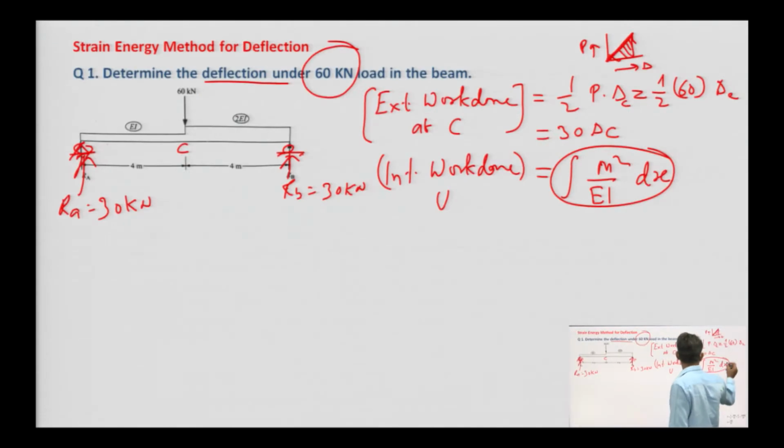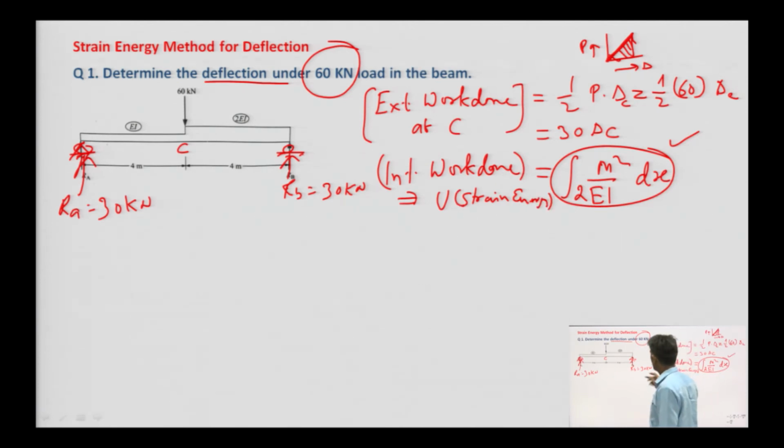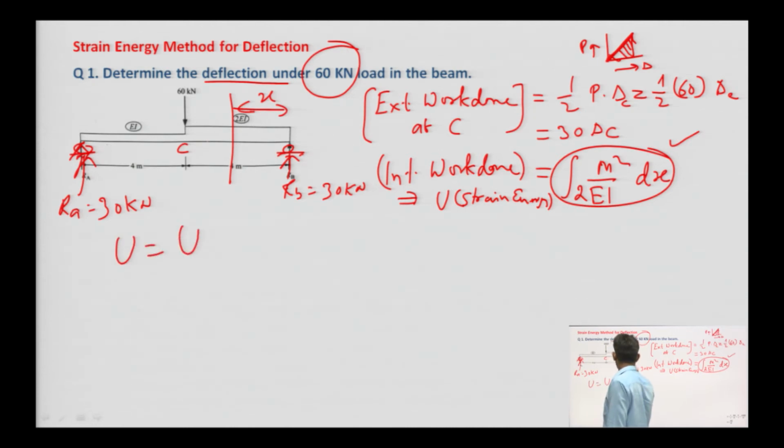So, here we will use this expression, 2EI, internal work done as strain energy U. Let us take this segment. Here strain energy U is equal to U BC plus U CA, where suppose this point is B and this point is A.